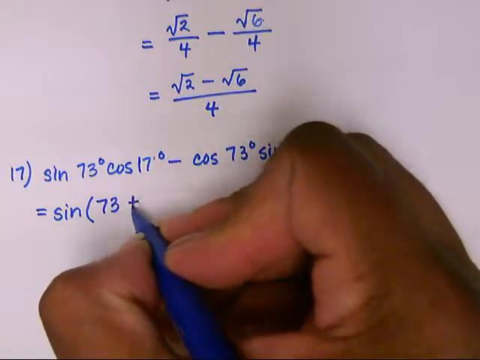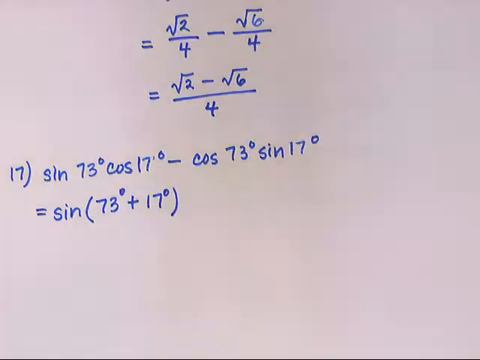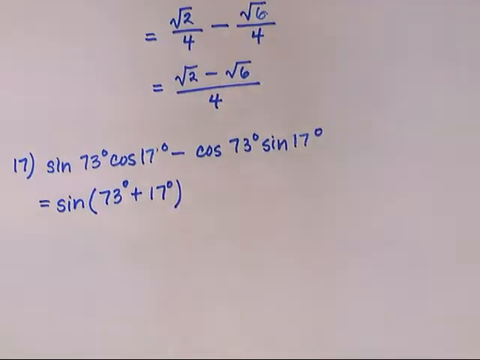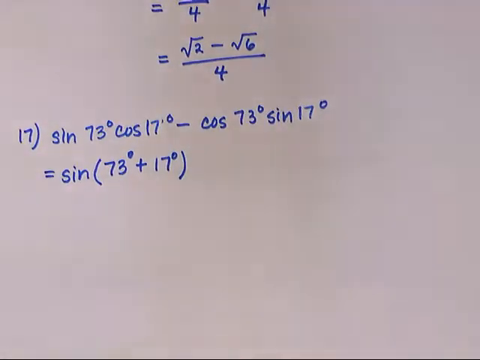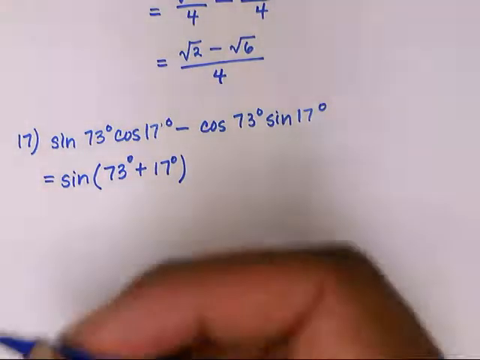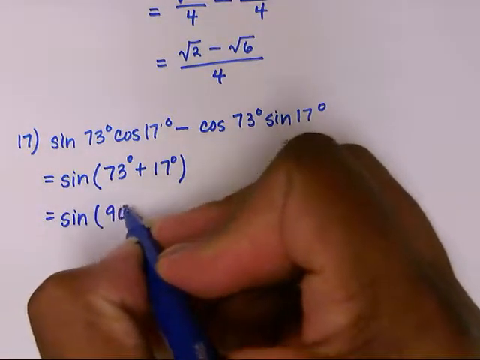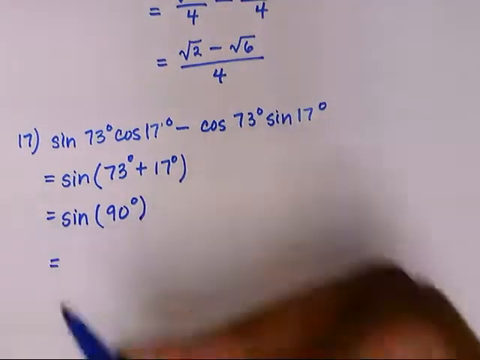This will be 73. But this should be 17 degrees, okay? So do make that correction there. And I will make the correction on the review sheet as well. Now, if you add 73 and 17, you're going to get 90. So this will be the sine of 90 degrees.